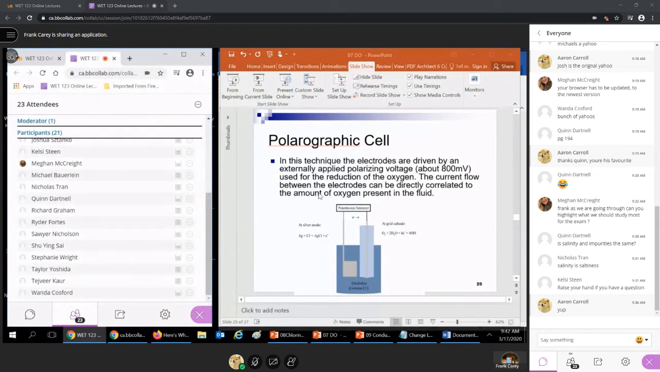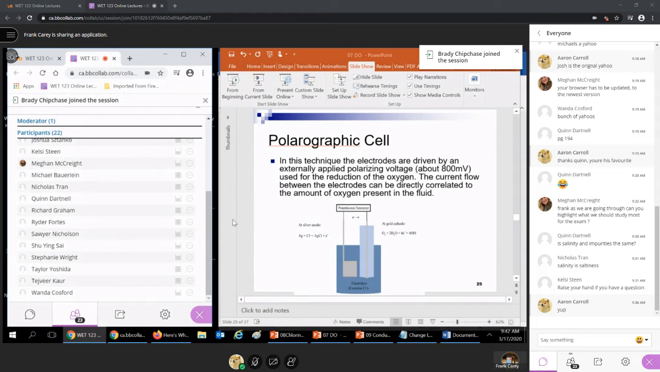Polarographic cell. Now, like I said, this was developed over 100 years ago. One of the main disadvantages to this is you have to supply voltage for it to measure the dissolved oxygen. Plus, it is not that stable. It's temperature dependent. It takes time to warm up this instrument.